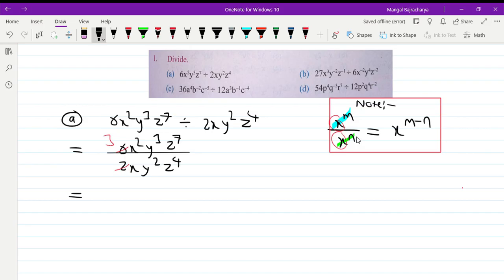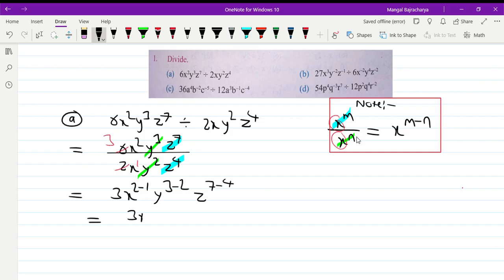Now the same thing we should do here in this question number A. So 3 we keep same, and x power 2 divided by x, so it's x power 1. So no power is there, it means it's 1 power. So they are dividing, so their powers will get subtracted. X power 2 minus 1 we can do. And we do the same for y power 3 getting divided by y power 2, so y power 3 minus 2 we do. And the same we do for z. So z power 7 divided by z power 4, so z power 7 minus 4 we do.